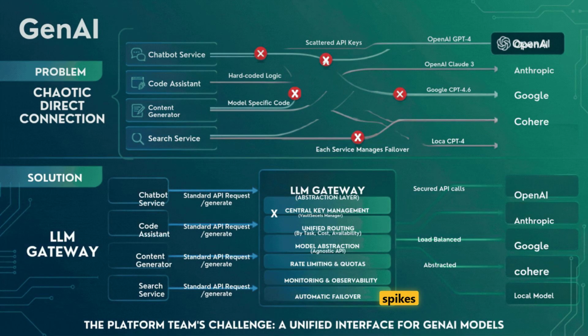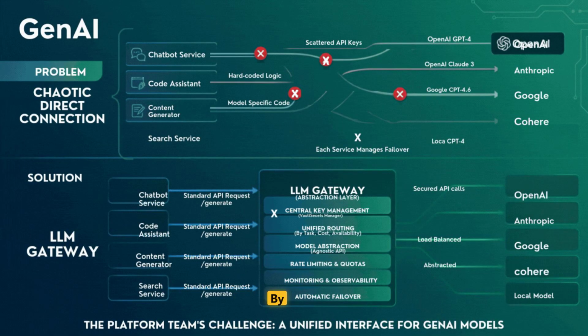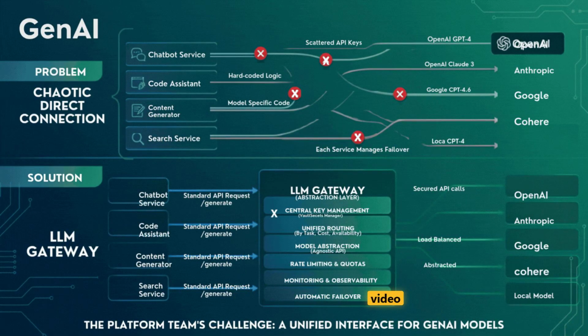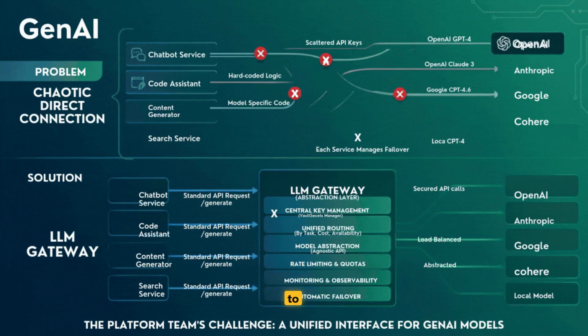If you draw this naive architecture on the whiteboard, the interviewer will instantly reject it as unscalable spaghetti code. By the end of this video, you will articulate a production-grade abstraction layer that handles routing, fallbacks, and cost controls across all providers, seamless to your microservices.